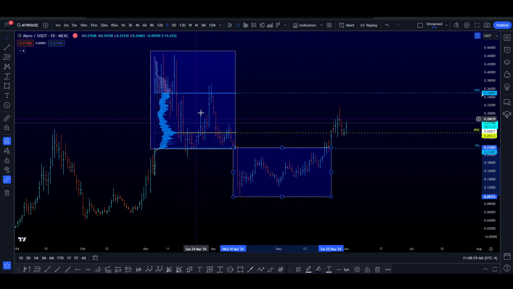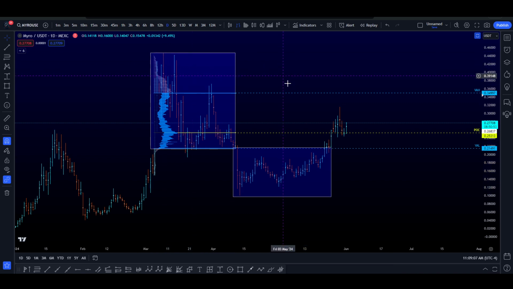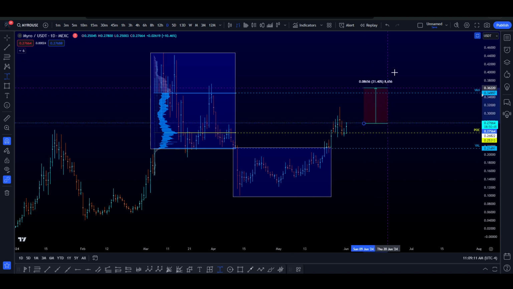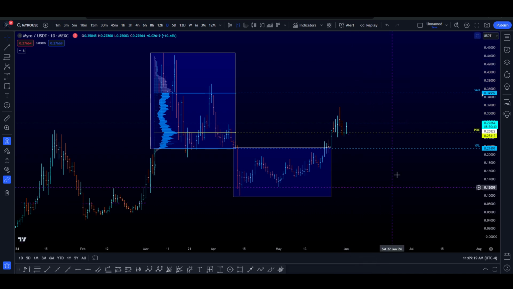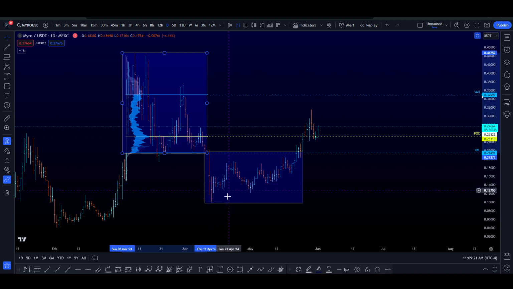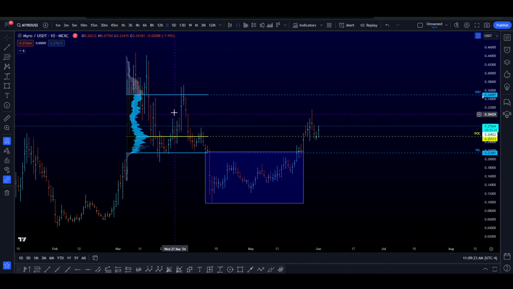Since we are trading within this range, we can start to focus on the lows and the highs, right? On the high end of things, when it comes to MYRO, if we were to trade back up to the highs, you're looking at a potential 61, 62% increase in price to the previous highs.